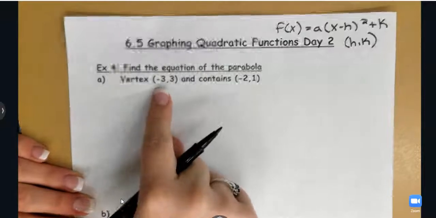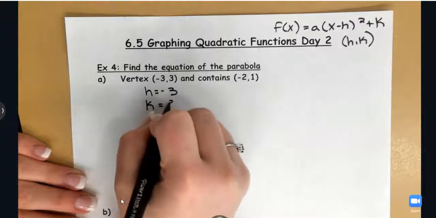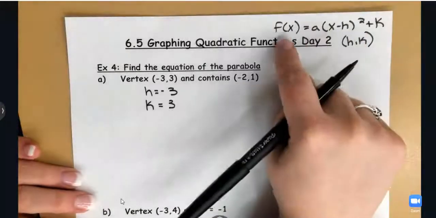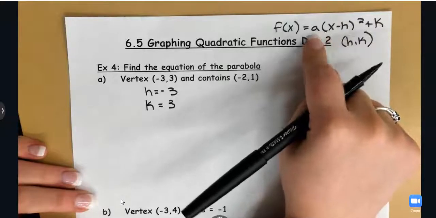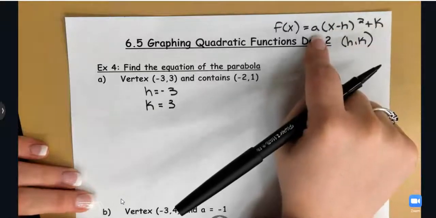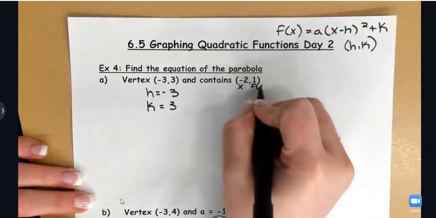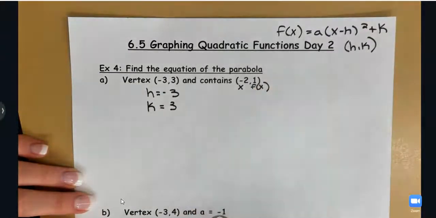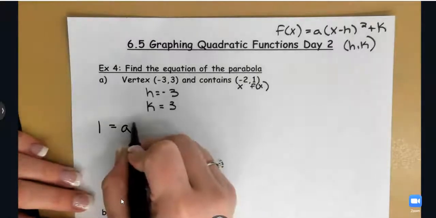So here we're given our vertex. So here we already know that h is -3 and k is +3. And then we're given one point that this parabola contains. So if we look at our equation in vertex form, the things that we need are a, h, and k. So if we already have h and k, we just need to solve for a, and we can do that using this point. So here's our x, and this is our y, or our f of x. So we can plug in h and k, we can plug in x and f of x, and solve for a. So f of x, 1, is equal to a, because that's what we're solving for.